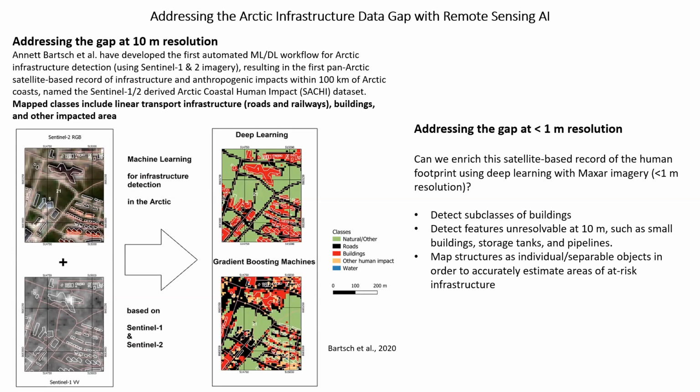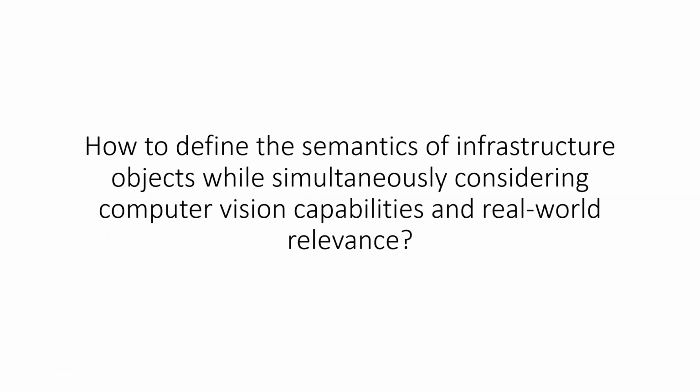Now, obviously, classifying infrastructure at the sub-meter resolution is probably a little more difficult than doing so at the 10-meter resolution. So the first question we have to ask ourselves in developing this approach is how do we define the semantics of infrastructure objects while simultaneously considering computer vision capabilities and real-world relevance?